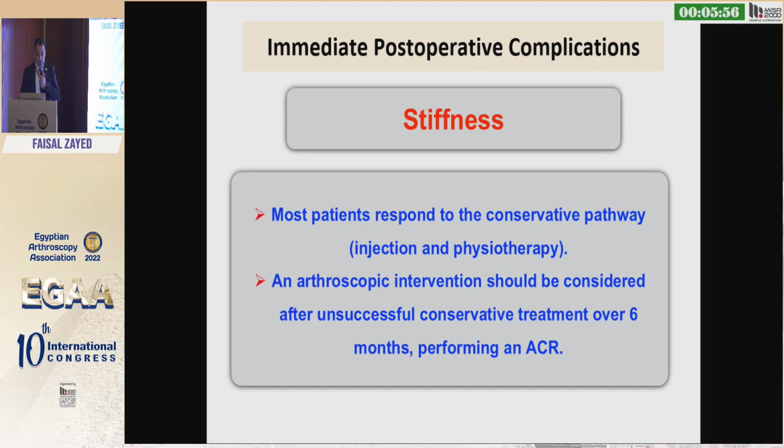Stiffness: most patients respond to a conservative pathway, including injection and physiotherapy, and arthroscopic intervention should be considered after unsuccessful conservative treatment over 6 months, performing arthroscopic capsular release. And I think this is the answer for the question by Dr. Muhammad Abu Noor in the previous session.